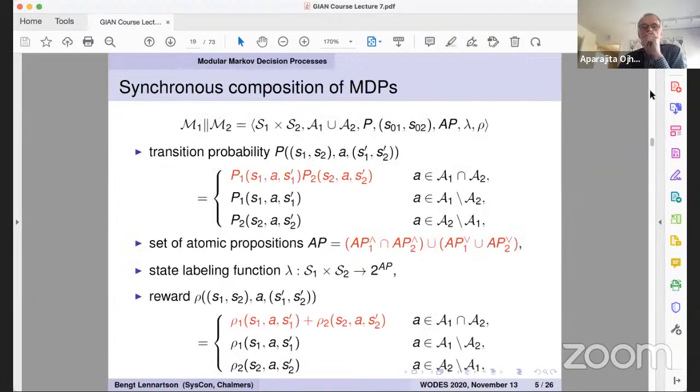Okay, then we also need to introduce the synchronous composition between different models. And now we also have to take care of the transition probabilities when we take an action that is shared between the two MDPs. In that case, you have to multiply the probabilities for the two individual models. While if it's non-shared, if it's a local event, then you just take it as it is.